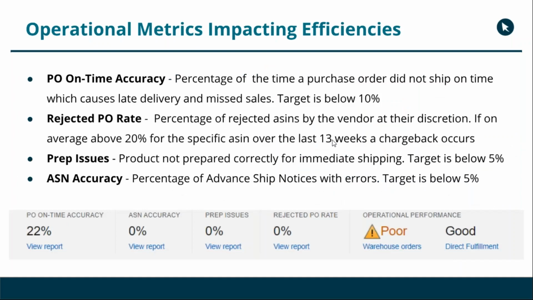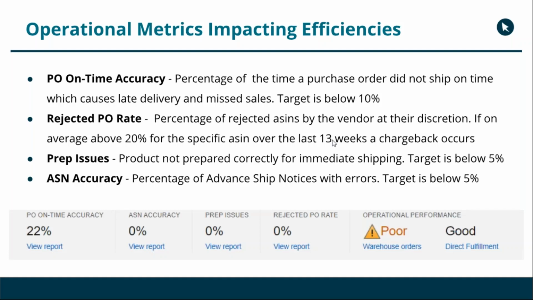And the four most frequent places where chargebacks occur are PO on-time accuracy, which is the percentage of time that you don't get an order out on time or the data is not entered correctly. Rejecting too many POs means that you haven't communicated your availability status to Amazon. And by not communicating that, they think you have the inventory. So you're rejecting the purchase order because you don't have the inventory. If you go over the 20% for a 13-week average, they create a chargeback.